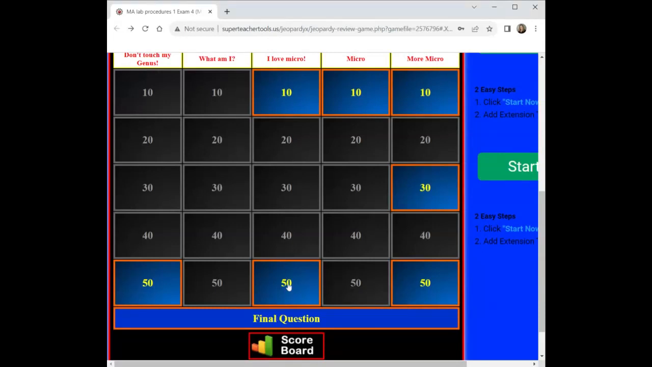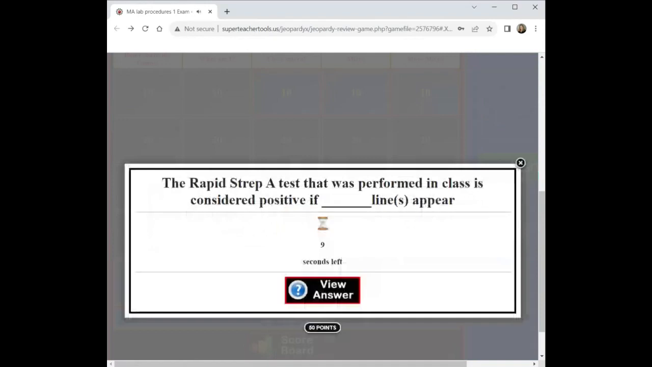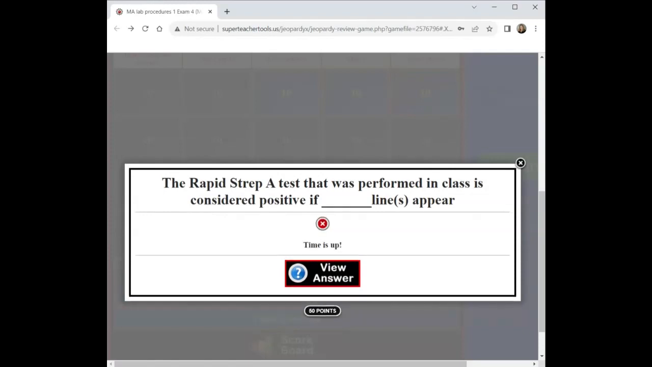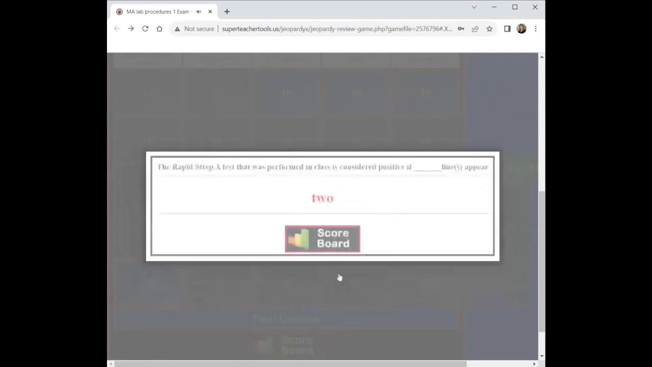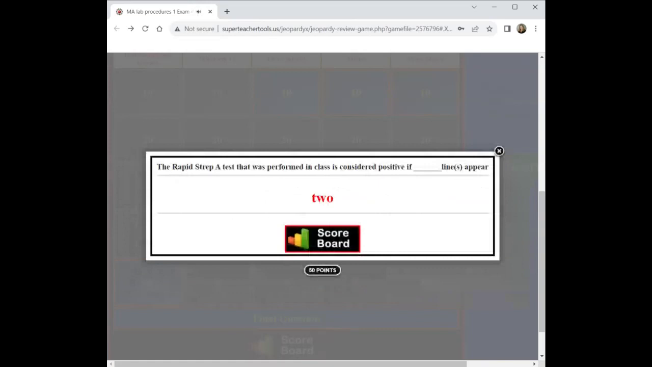The rapid strep A test that was performed in class is considered positive if how many lines appear? 2. Is it 2? It's 2. Yes, there's a control line and a test line. If they're both positive, that means the test is positive.